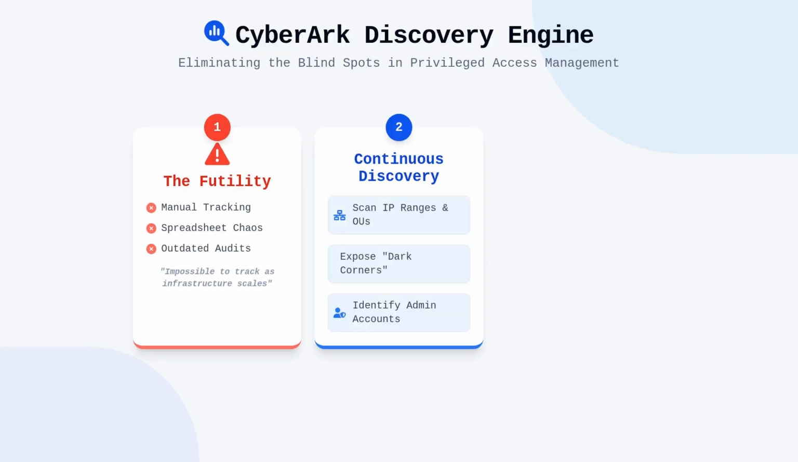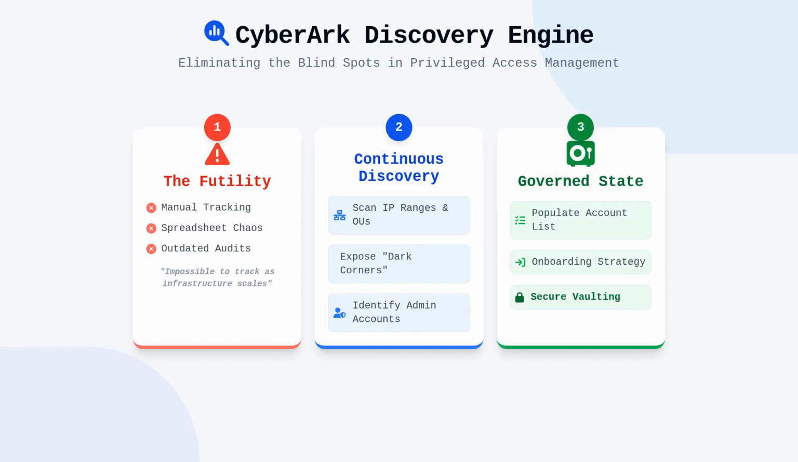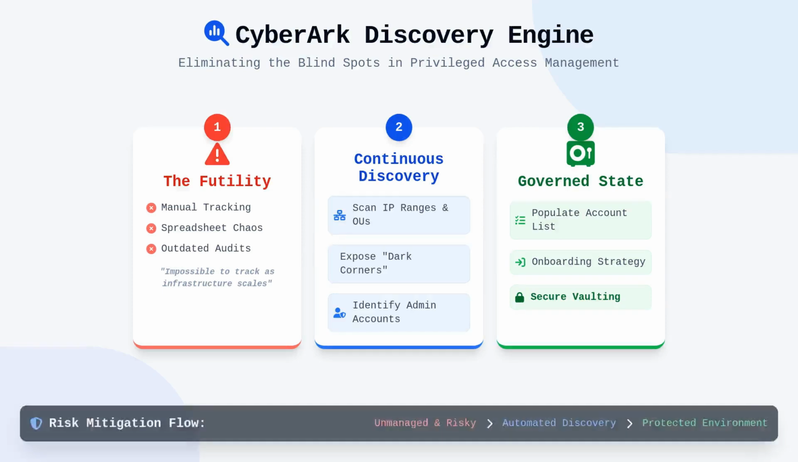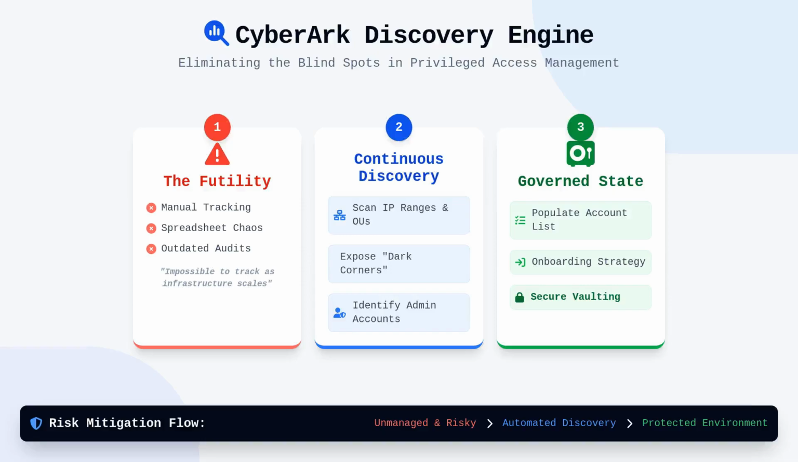You configure the Discovery Engine to scan specific IP ranges or organizational units, effectively shining a light into the dark corners of your network. When the scanner identifies accounts that meet your criteria, whether they are local administrative accounts or domain-level users, it populates the discovered accounts list within the Privileged Access Manager interface. This is not merely an inventory. It is the starting point for your onboarding strategy, allowing you to move accounts from an unmanaged, risky state into a protected vault environment with a few deliberate clicks.